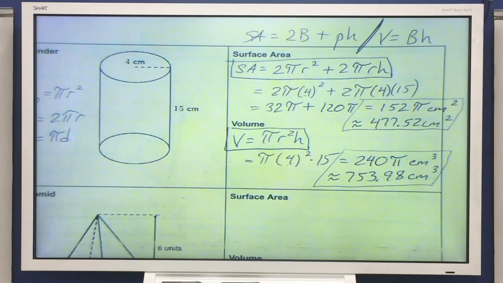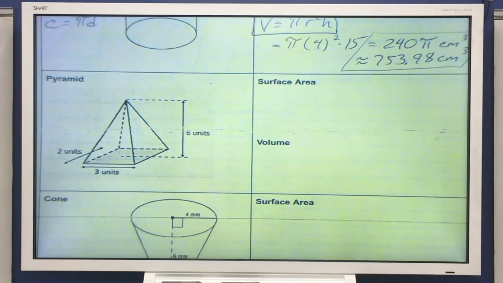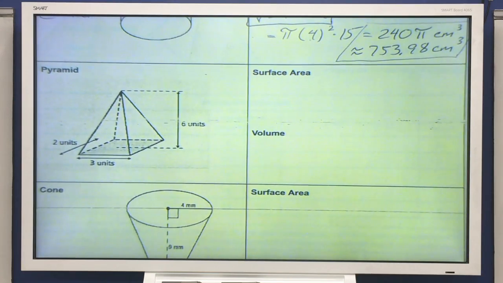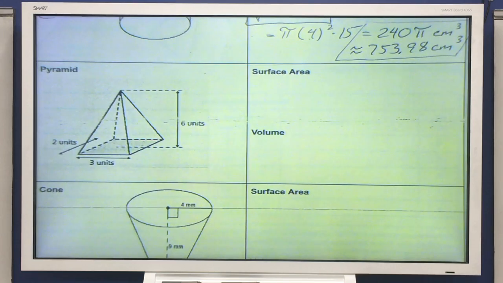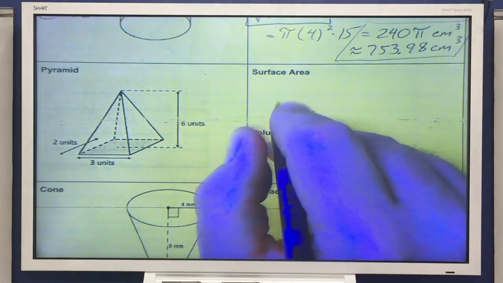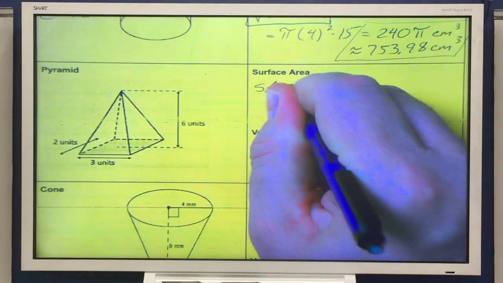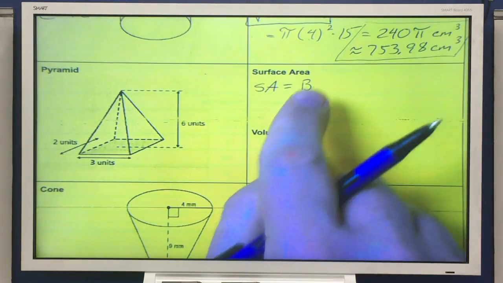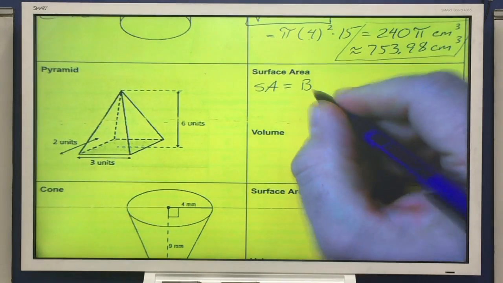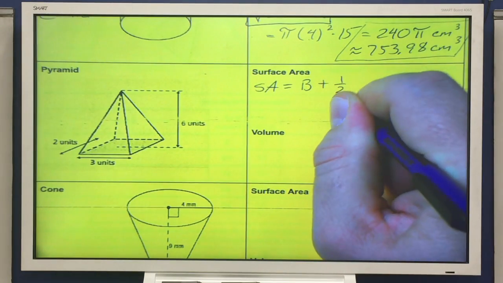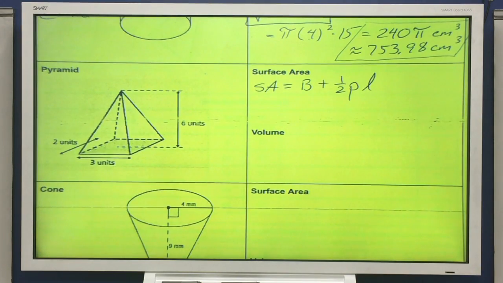All right, moving on. We've got to go to the pyramid. And I want to give you these two formulas. Actually, I want to give you the formula for surface area. We're going to work that out, and then we're going to come back and do volume and talk about why the volume formula is what it is. So surface area for a pyramid is area of the base, remember capital B means area of the base, plus 1/2 perimeter times slant height.